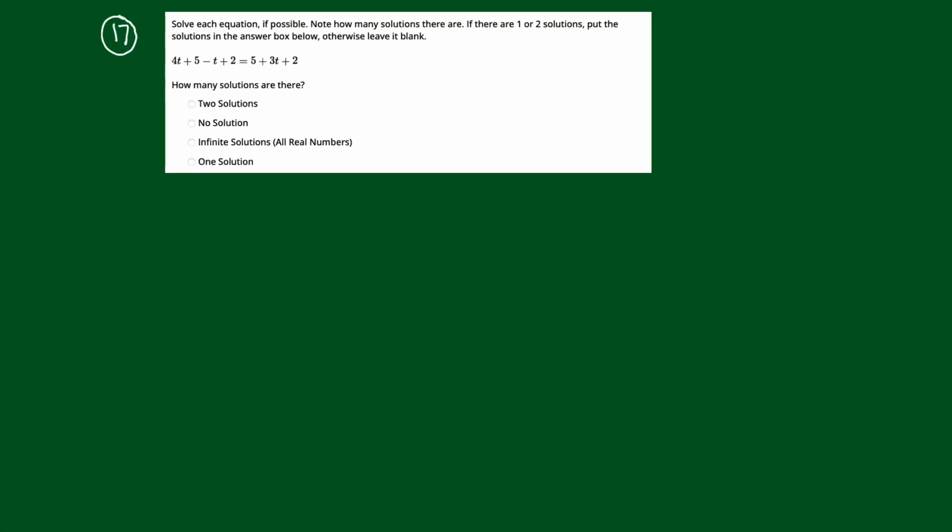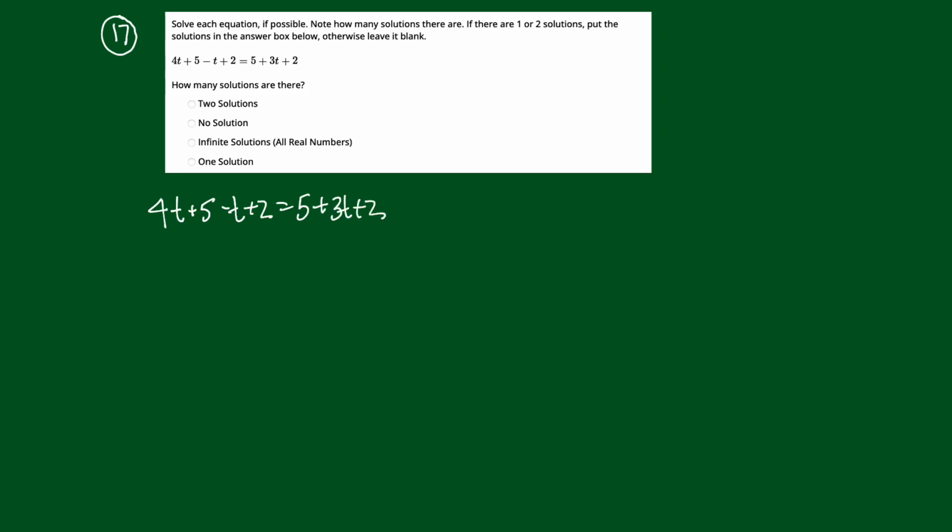Let's see what we've got in this one. All right, so here's an equation. Let's try to solve this and see how many solutions there are. Now, there's not going to be two, right? We're not dealing with these right now. It's either going to be none, infinitely many, or one. So let's just start our solution process and see where it goes. I'll rewrite the equation. It's 4t plus 5 minus t plus 2, and this is equal to 5 plus 3t plus 2.